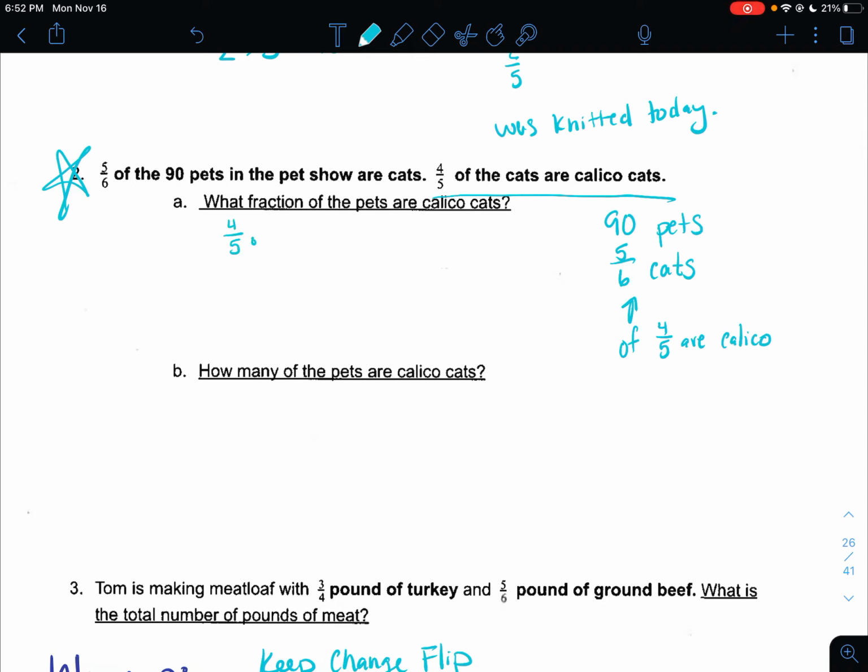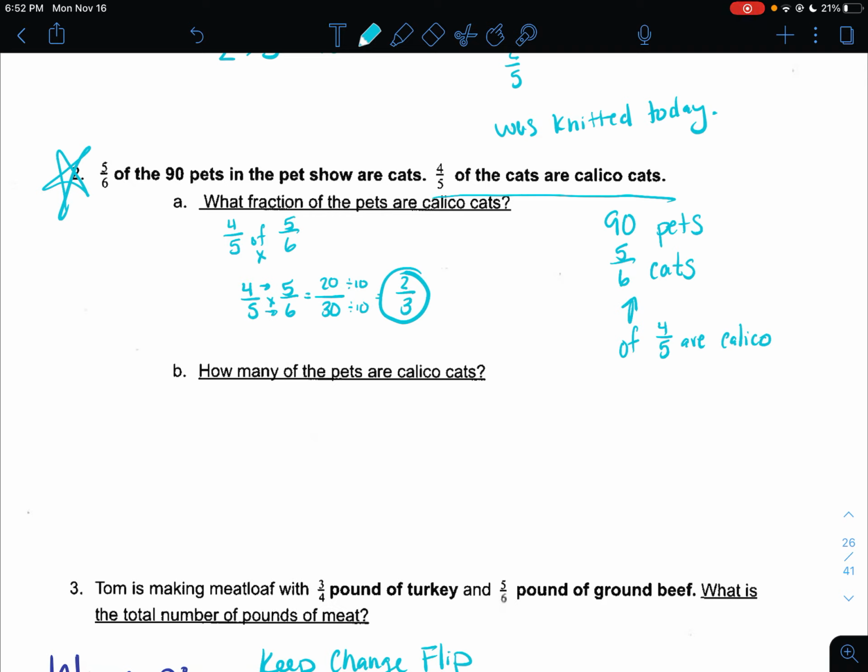So of is going to tell us to multiply. So we are looking for 4/5 of 5/6, which we just want to multiply. So 4/5 times 5 over 6. 4 times 5 is 20. 5 times 6 is 30. These are each divisible by 10 to get 2/3. Okay, so 2/3 of the pets are calico cats.